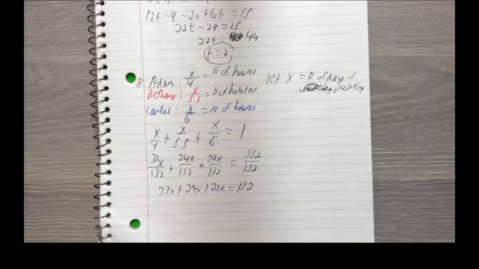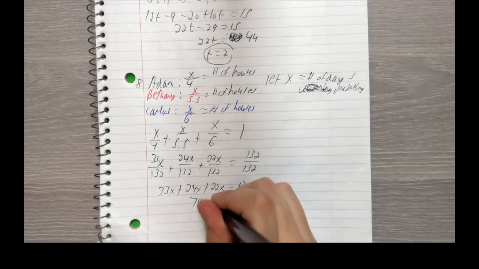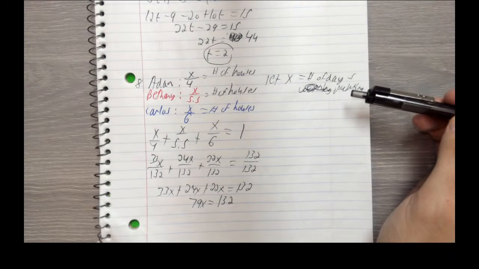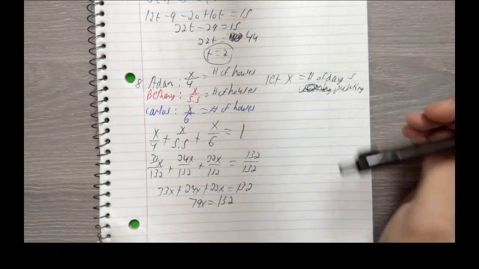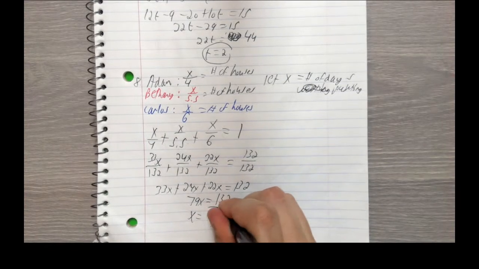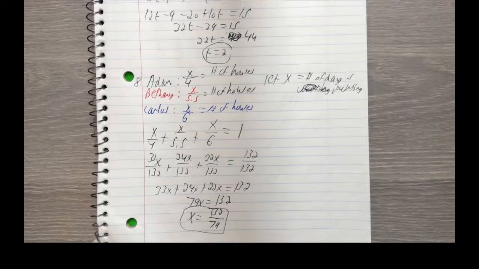So I have 33 plus 24 plus 22 gives me 79x equals 132. Okay, remember, x is the number of days working. So we want to divide that. So we get x equals 132 divided by 79. And so, Jane, what we're looking at is, okay, this is our number. So them combined is going to take them a total of 132 divided by 79 days.